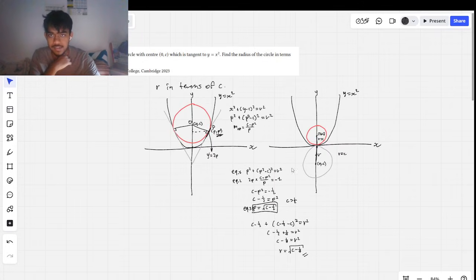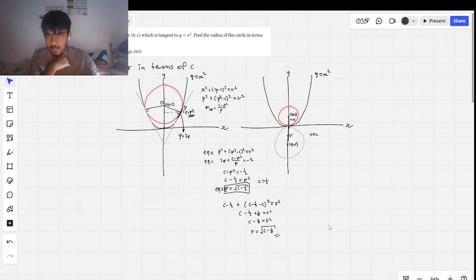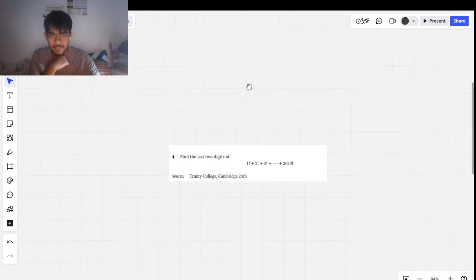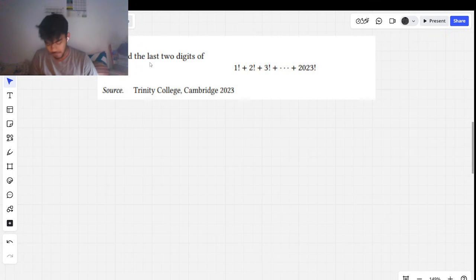Not too bad compared to the first 2, which were, in my opinion, a bit heavier in the critical thinking. This is kind of a trivial question. Now, question 4. Find the last 2 digits of 1 factorial plus 2 factorial plus 3 factorial, all the way to 2023 factorial.